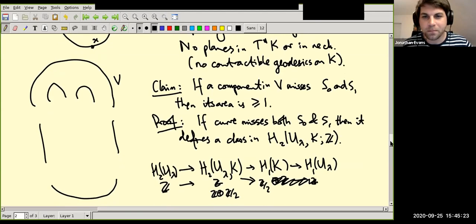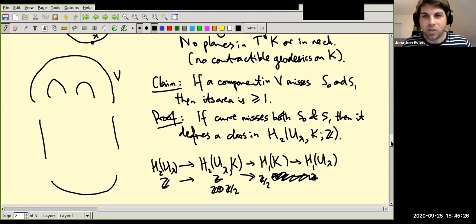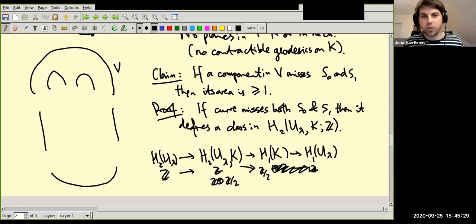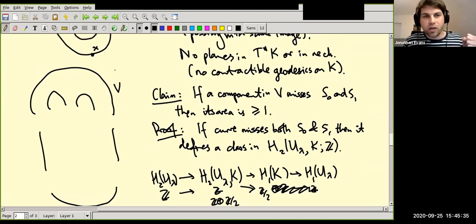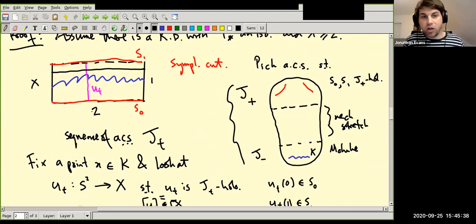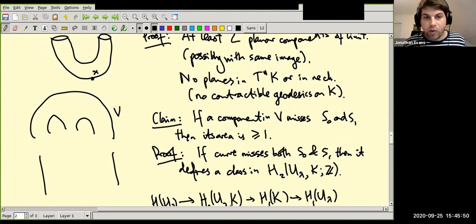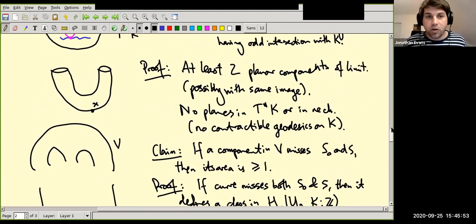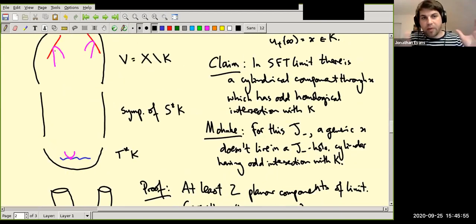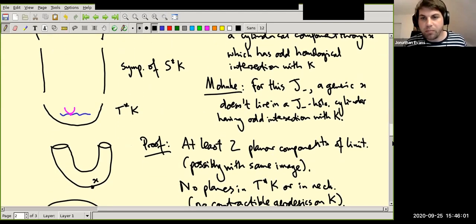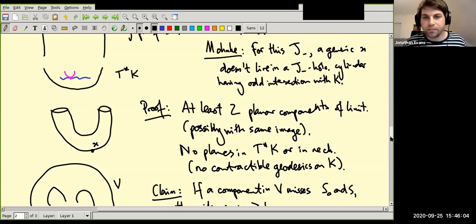Okay, so the outcome of this is, if you have an SFT component that misses both of these two spheres, its area is at least 1. The curve we started with had area 1 because it's in this vertical homology class. So that means there couldn't be anything else. If we stretched and found a component that had area 1, there wouldn't be room for any more components. But we know that there is a component that intersects S0 and a component that intersects S1, maybe the same component, but still there's something else. That means there's no component that misses S0 and S1.